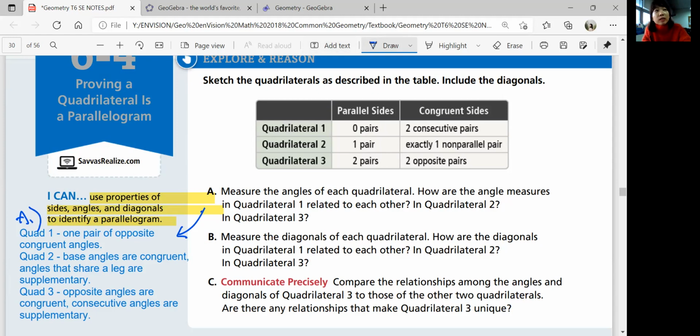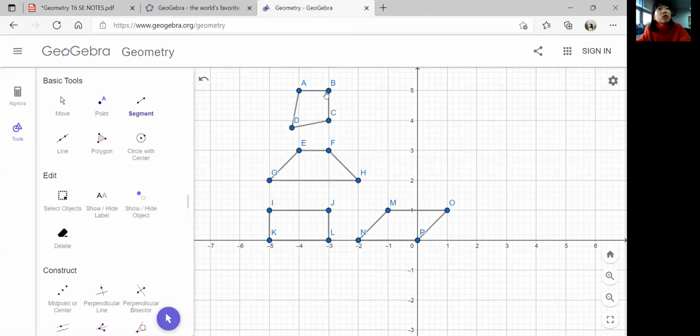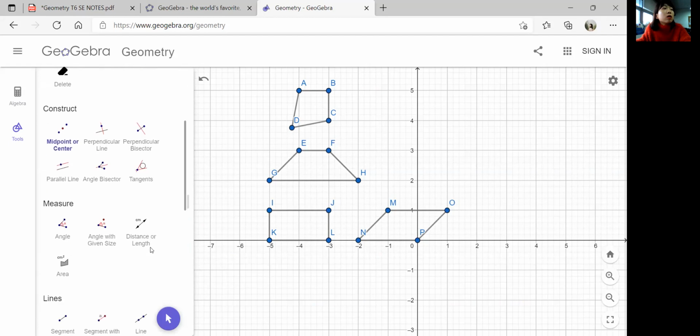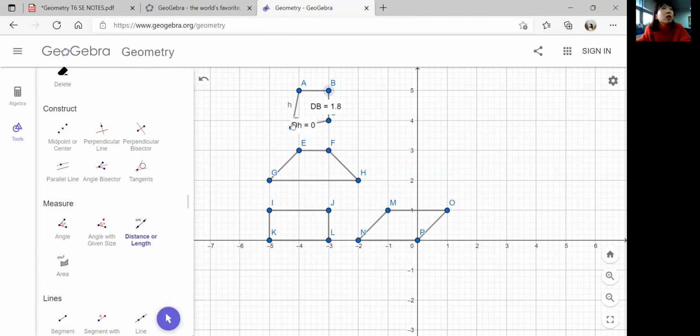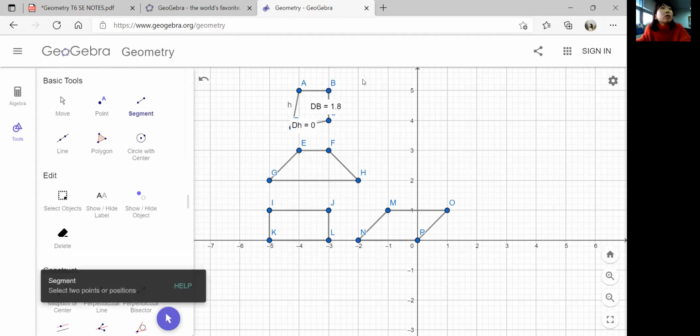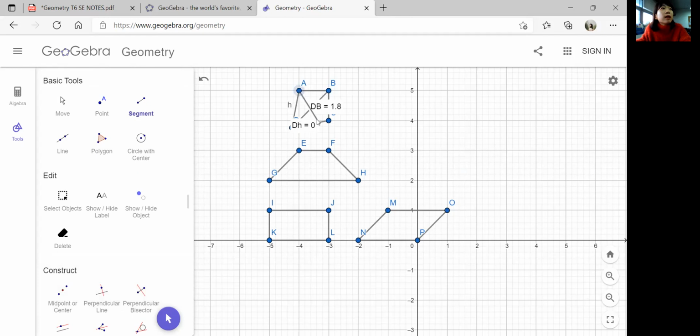Measure the diagonals of each quadrilateral. How are the diagonals in quadrilateral 1 related to each other in quadrilateral 2 and 3? So if you draw the quadrilaterals, B to D. Okay, I'm just gonna draw. B to D and A to C. BD and AC are diagonals, right? Okay, so how are they related?